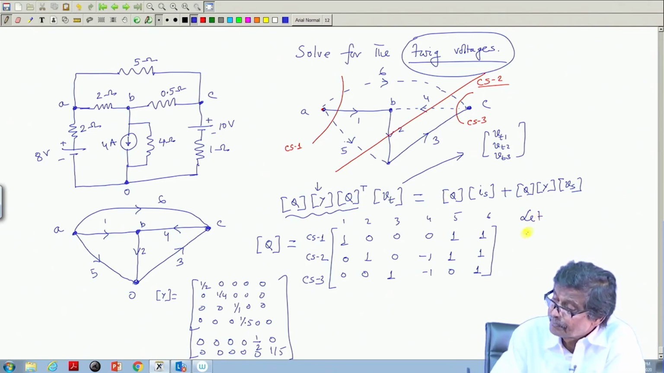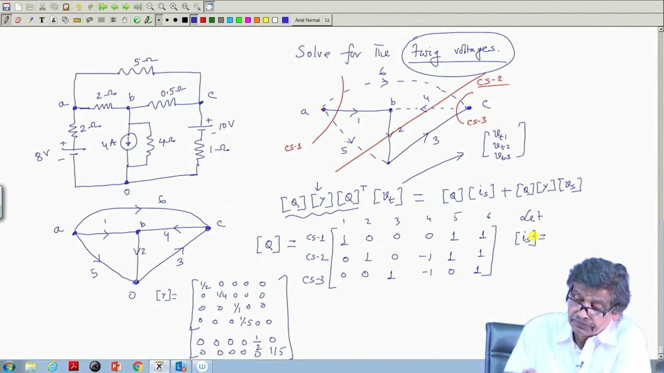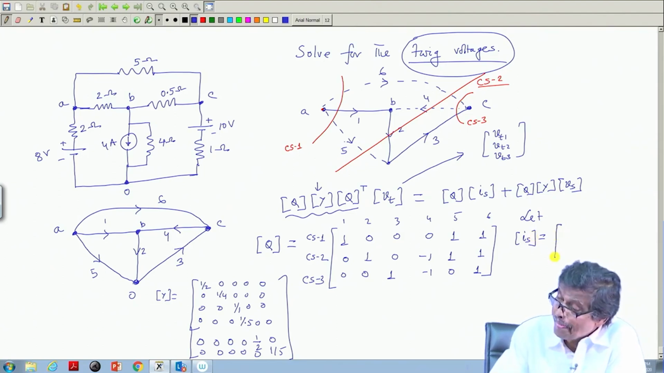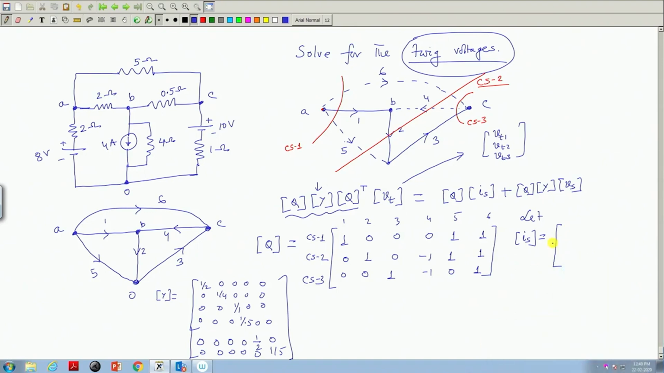Let I s will be 6 entries will be there, it will be a column vector. So, I 1 nothing is there, I 2 is this one 4 ampere is there, plus or minus this minus 4, then 3 nothing and no other branches. So, these are all zeros, 1 2 3 4 5 6, I s is over.